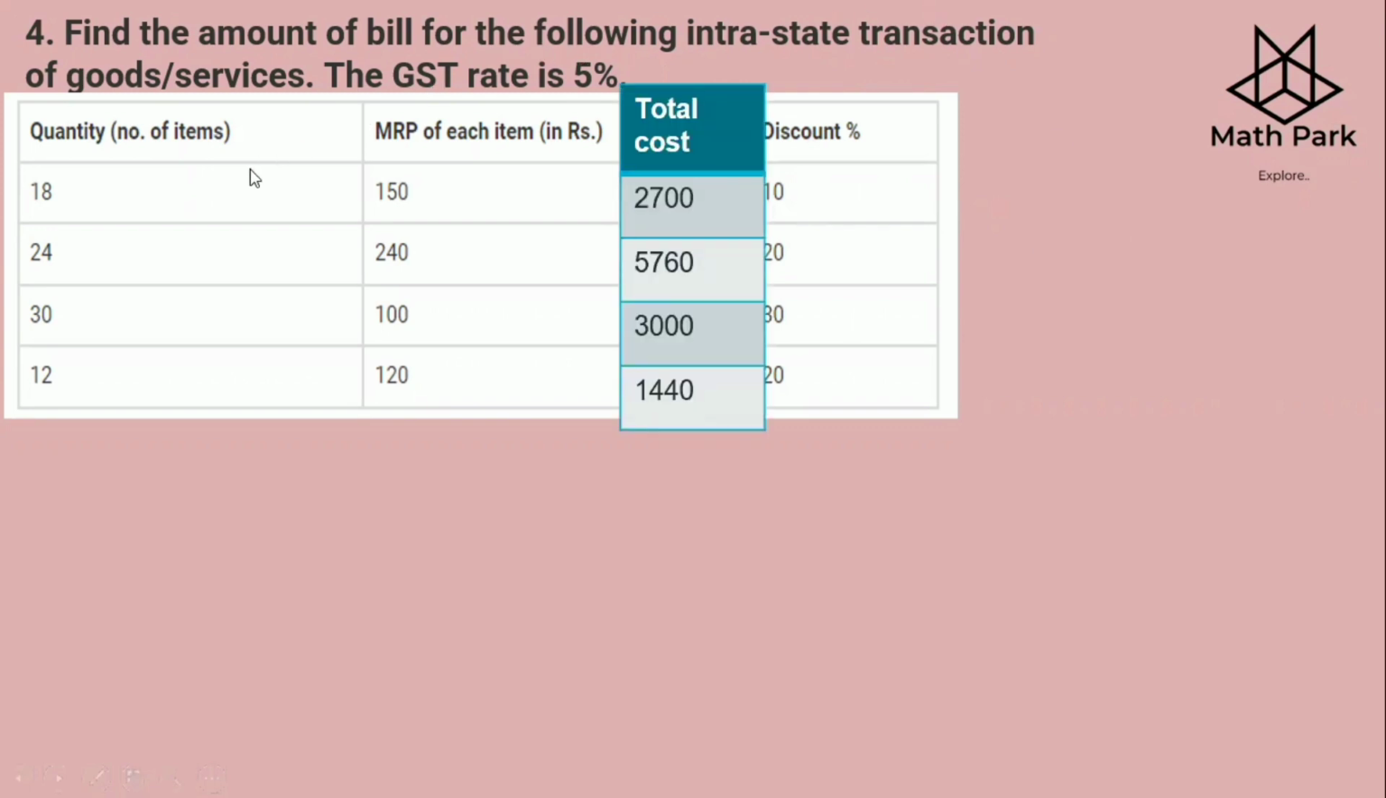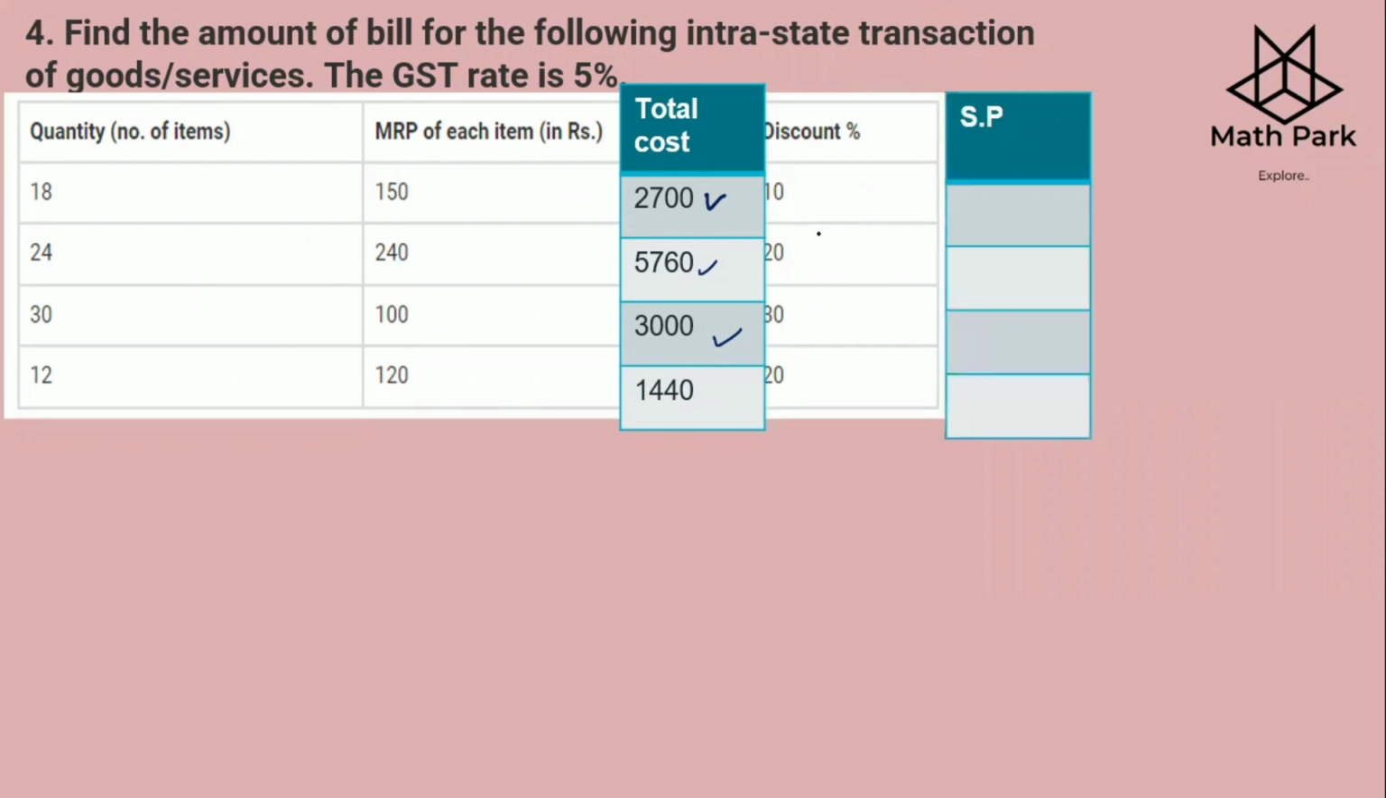The total cost, since it is 18 items and each is costing 150: 18 times 150, you get 2,700 rupees. 24 times 240, we get 5,760. 30 times 100 is 3,000. 12 times 120 is 1,440. Now the discount percent is given to you: 10%, 20%, 30%, and 20%.